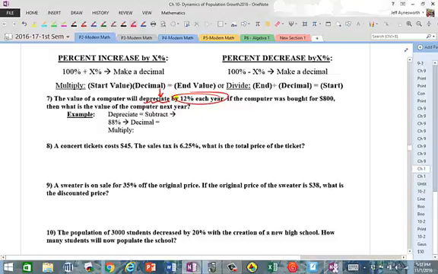Okay, now if it's going down by 12%, that's like a markdown, everybody. Depreciate, markdown. That's pretty much the same thing. You got to deduct it from 100.